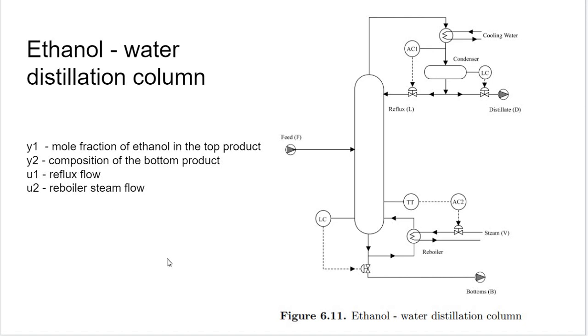I guess the reboiler steam flow can be controlled using this valve, and reflux flow can be controlled using these two valves. And there are two outputs. The first one is the mole fraction of ethanol in the top product, and the second one is the composition of the bottom product. And this is the system that I used.